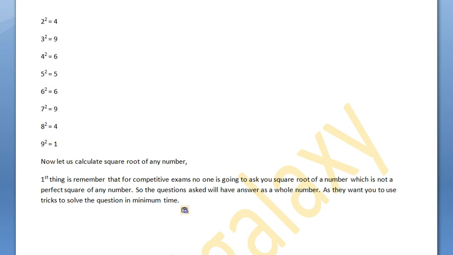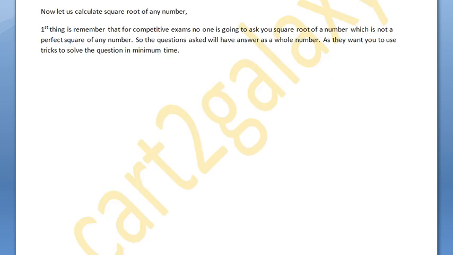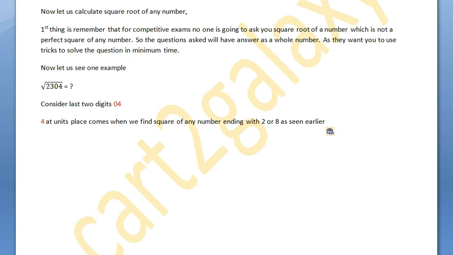Now let us calculate the square root of a number. First thing is, remember that for competitive exams, no one is going to ask you the square root of a number which is not a perfect square of any number. So the questions asked will have an answer that is a whole number, as they want you to use tricks to solve the question in minimum time. Now let us see one example.